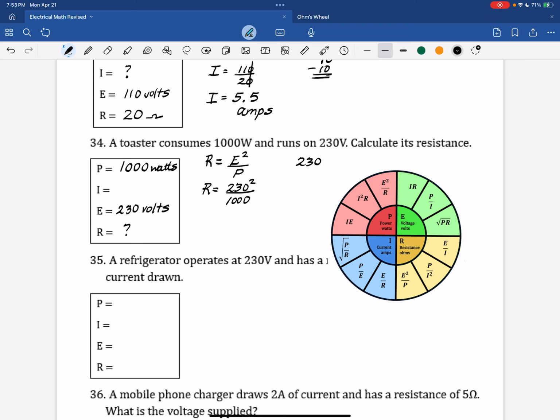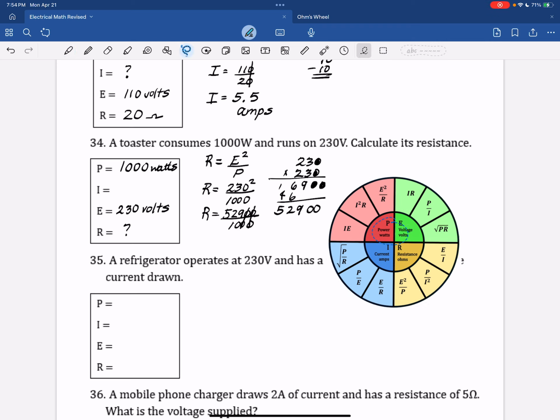So we have 230 times 230. Bring the zeros down. And then 9 and 6, 6 and 4. And I am going to check this, but I believe we have it, 230 squared. Yes. And then don't forget, we still have to divide that by 1,000. We can get rid of some zeros and then do 529 divided by 10.